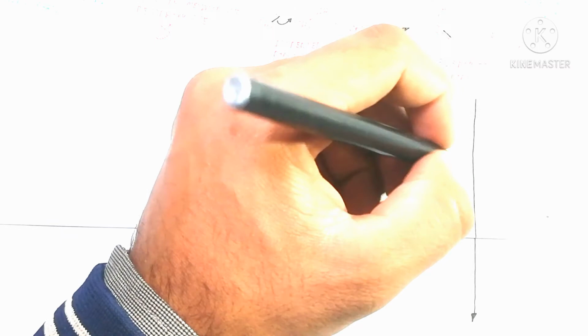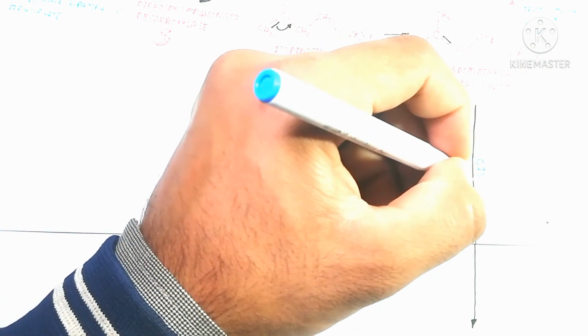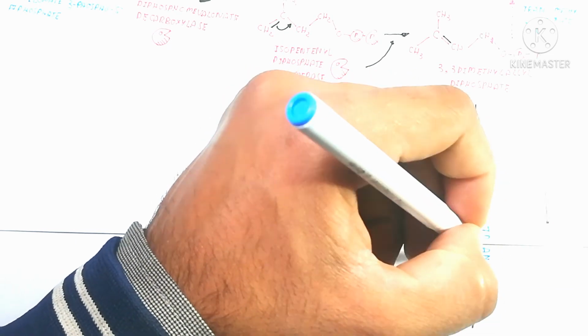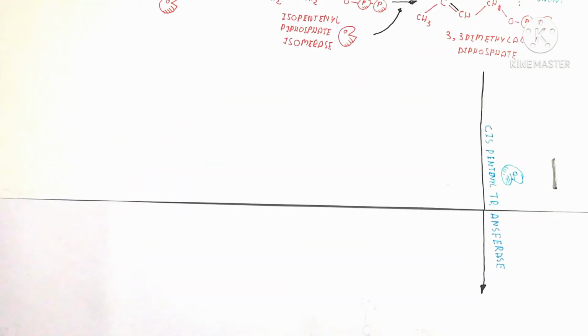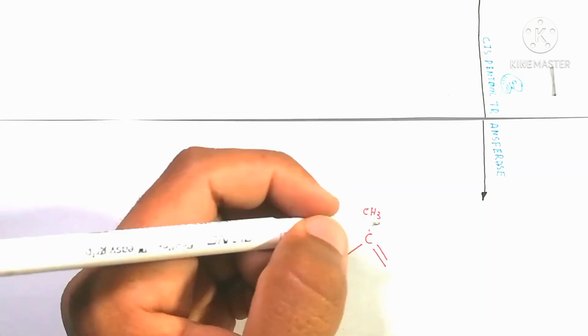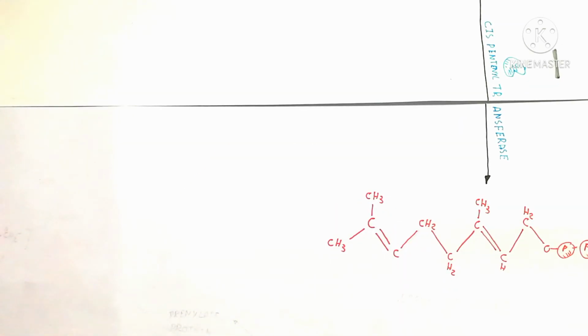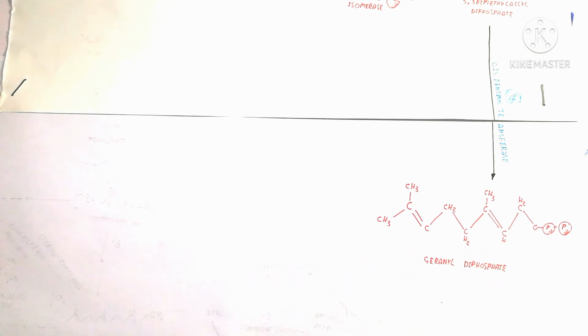So here the 3,3-dimethylallyl diphosphate will be used by the enzyme known as cis-prenyl transferase to produce, with one isopentenyl diphosphate, in the presence of cis-prenyl transferase, by the releasing of two phosphate groups, a very important organic molecule known as geranyl diphosphate.